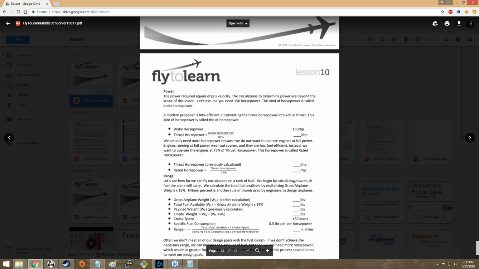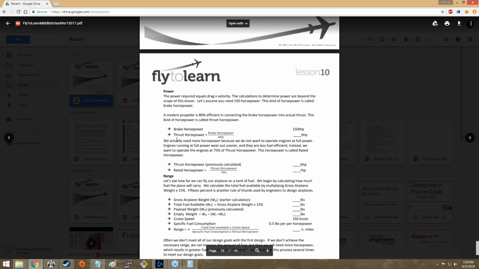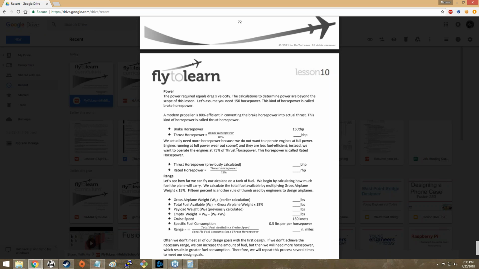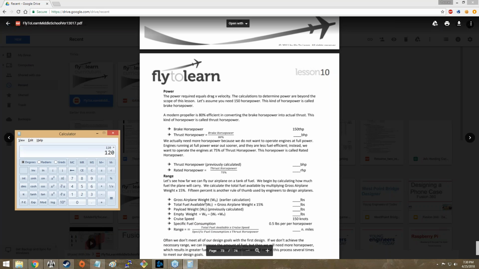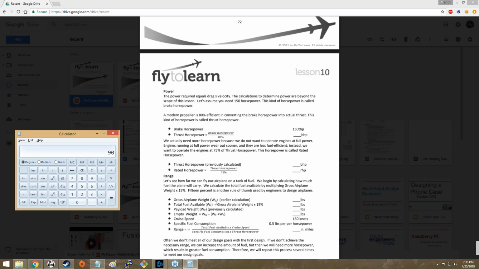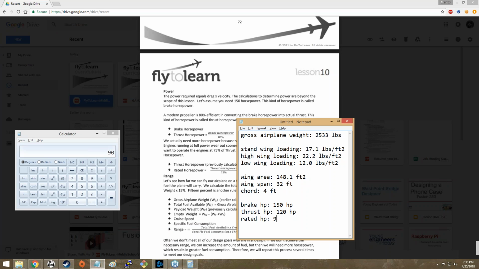All right, so we don't want to operate the engines at full power, because engines running at full power run out sooner and they're less fuel efficient. Instead, we want the engines to operate at 75% of thrust horsepower. This horsepower is called rated horsepower. So take 120, multiply it times 0.75, and we get 90. So our rated HP is 90 horsepower.